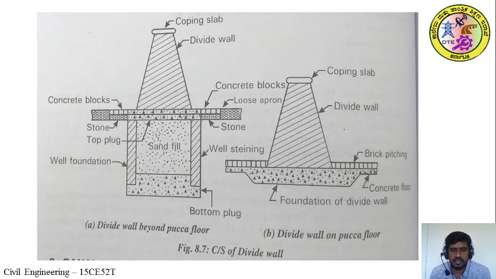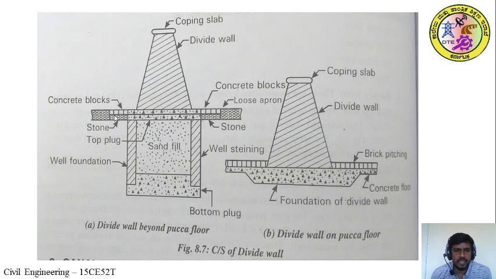Let's see the cross section of the divide wall. This is a divide wall behind the pucca floor, and this is a divide wall on the pucca floor. So this is a divide wall. It's a solid structure of masonry or concrete, provided at the top with a coping slab. The width of the coping slab may be around 1.5 to 2.5 meters. And the depth of this divide wall depends upon the location and the height of water stored on the upstream side.